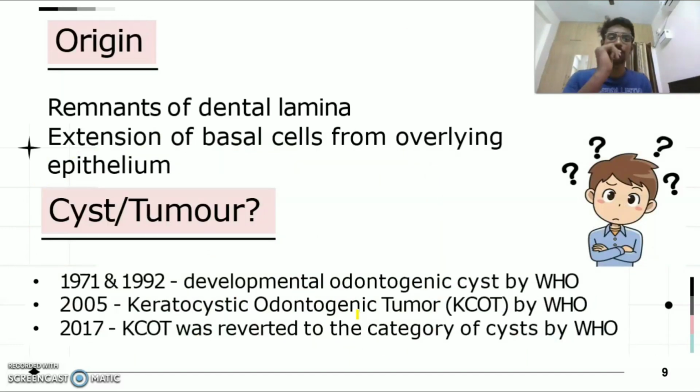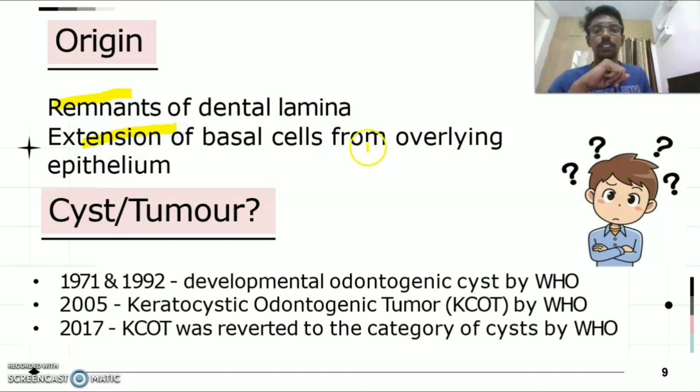And what is the origin? From where is it originating? There are two origins. It may be from the remnant of the dental lamina. The next one is the extension of basal cells from the overlying epithelium. These are the origins of the odontogenic keratocyst.